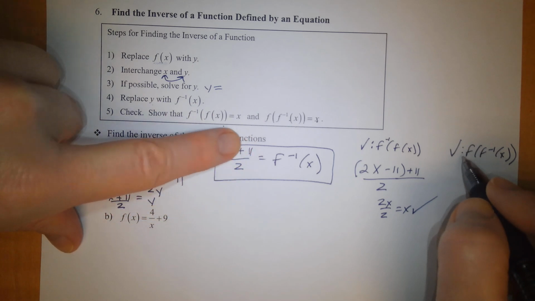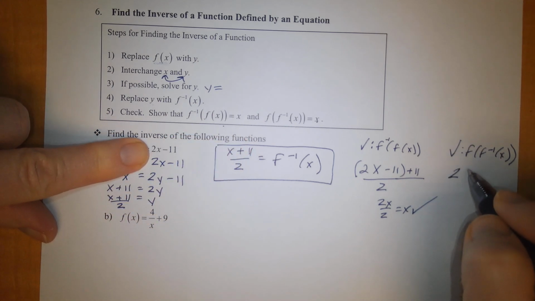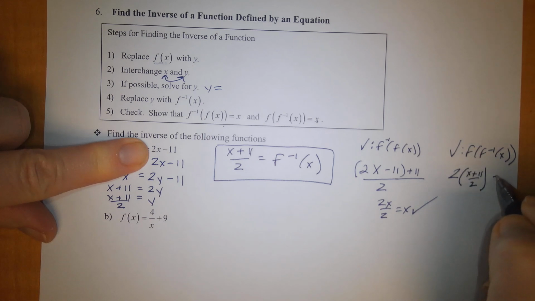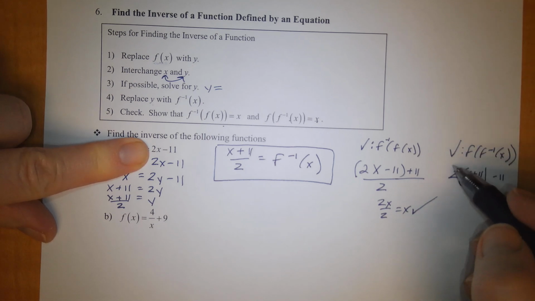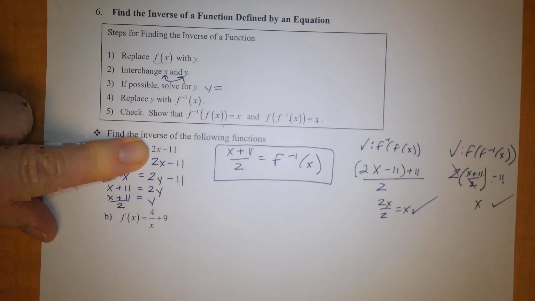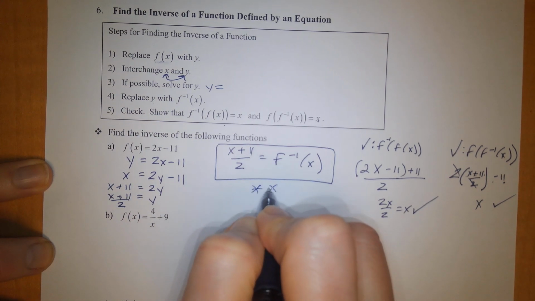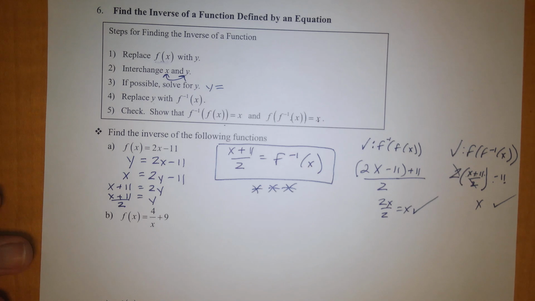Over here we take the inverse and plug it into the function. So we're going to take all of this and plug it in for x over here. You're going to see the 2's will cancel, and we're left with x plus 11 minus 11, which is x. So this is indeed the inverse.